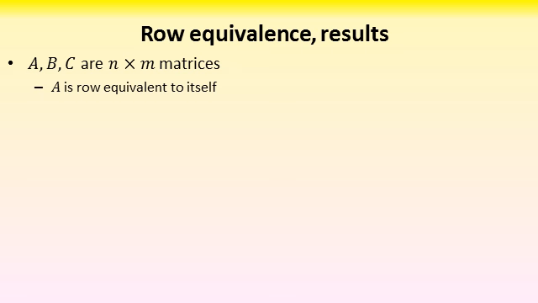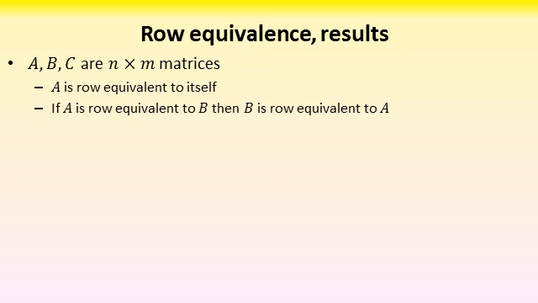Next, if A is row equivalent to B, that is, you can get from A to B by performing row operations on A, well, in that case, B must be row equivalent to A. And to go from B to A, you simply need to perform the opposite elementary row operations on B. A formal proof in an exercise later.